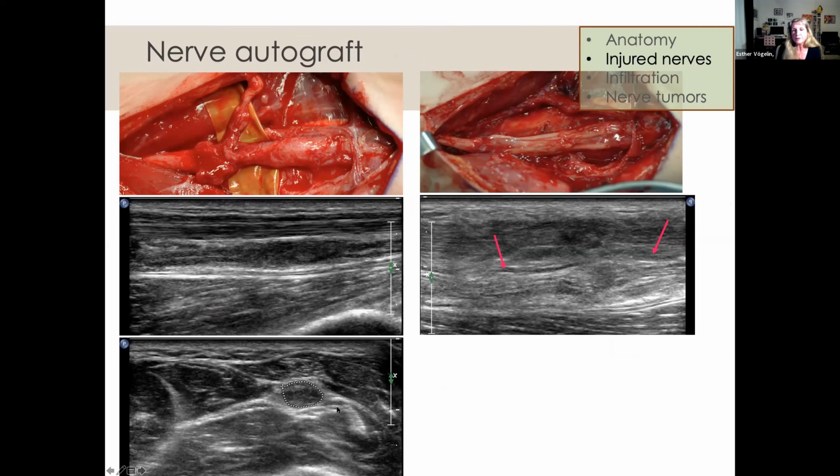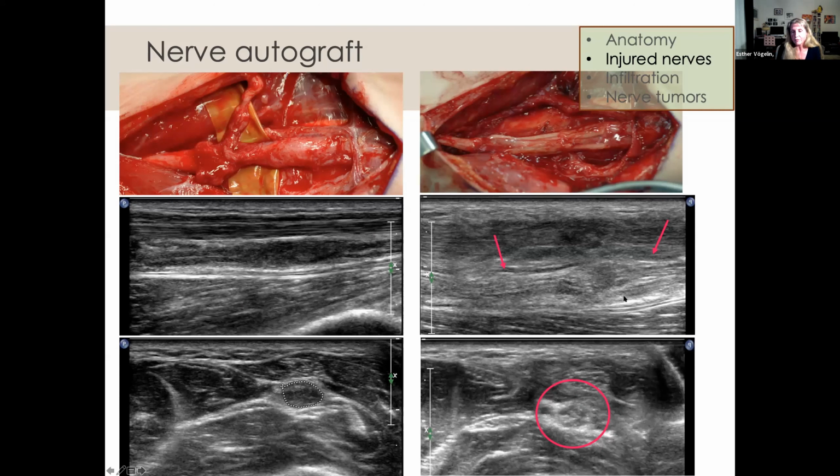And postoperatively, you can follow your reconstruction. Here you see the nice fascicles. There is maybe an area that is not so nice. Here are the sutures again, and distally the nerve can be followed again. And again, the nerve fibers in transversal section are also nicely visible.